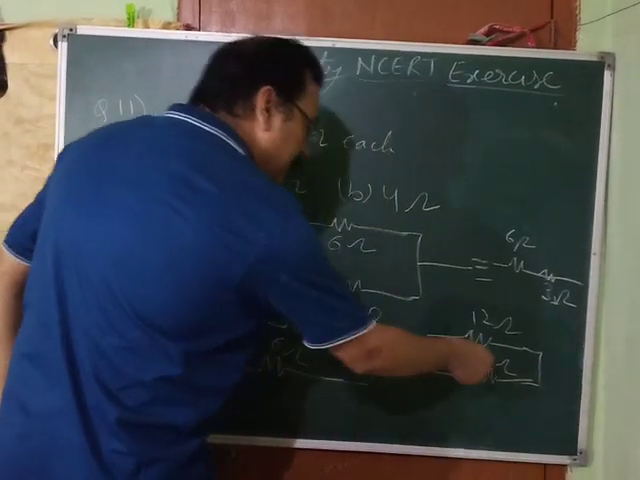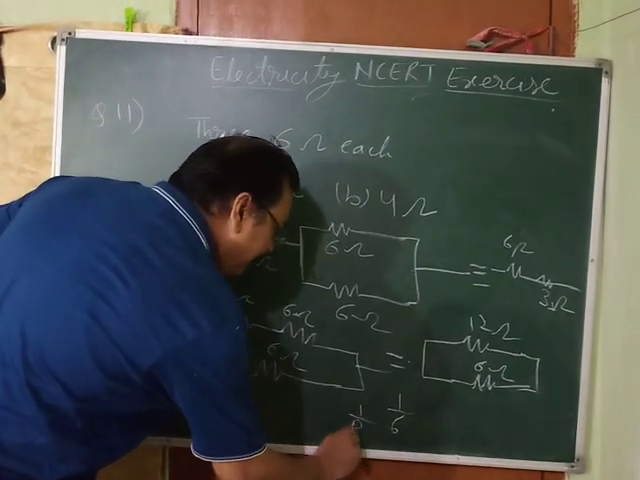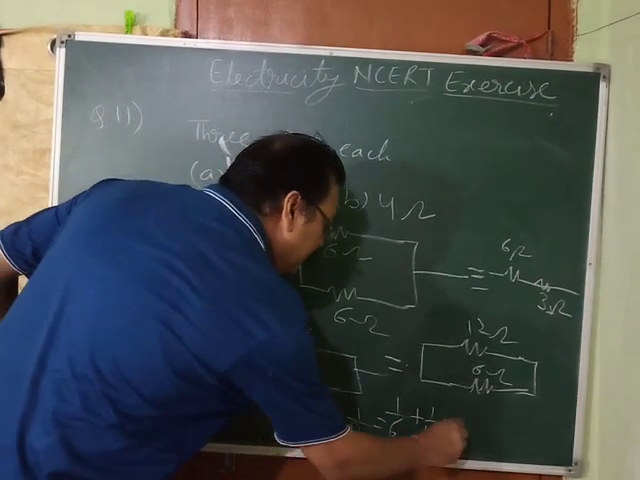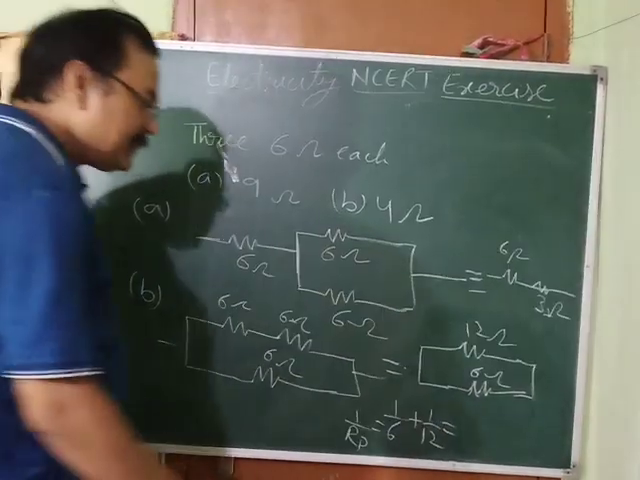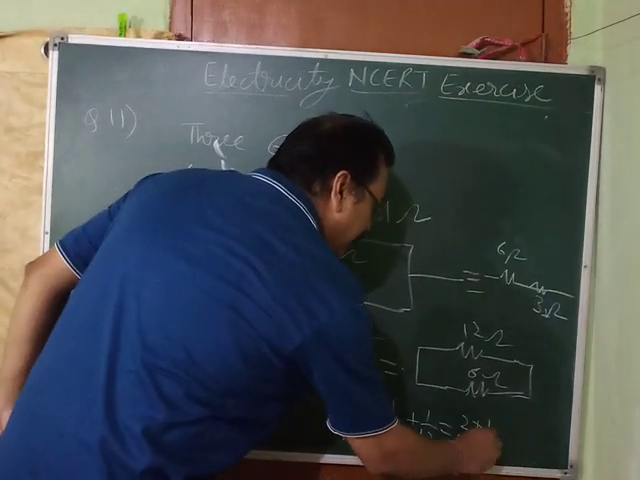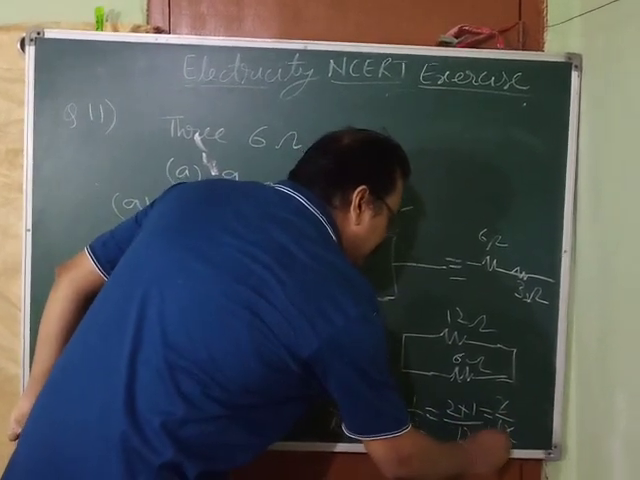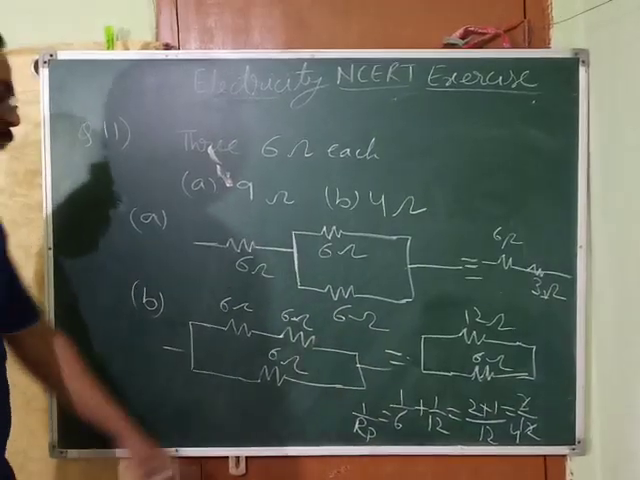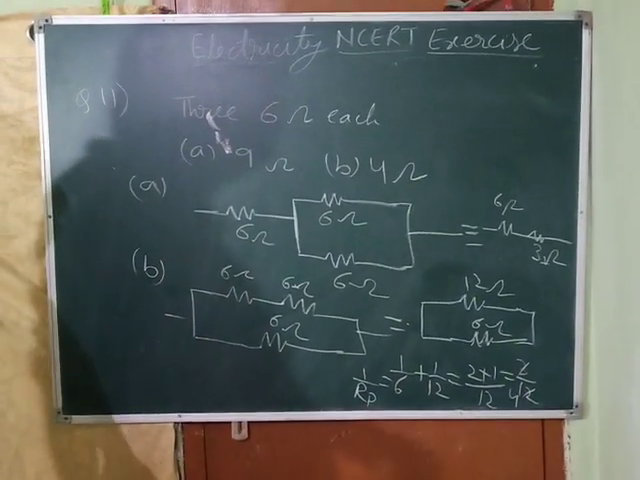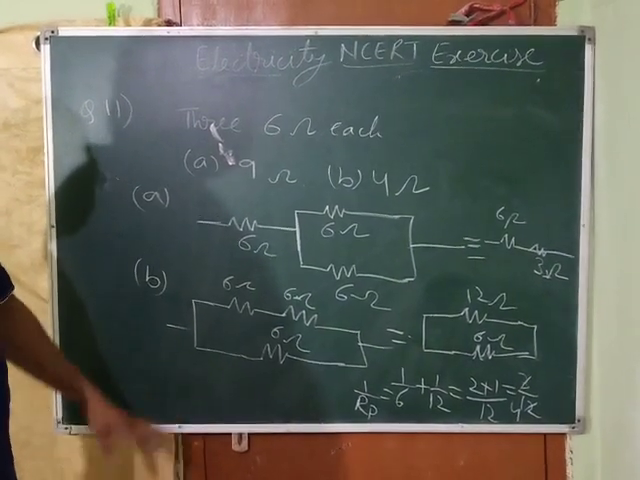Okay, so what we'll get, you can check it. 1 by Rp is equal to 1 by 6 plus 1 by 12. 12 is the LCM. 6 twos are 12, 2 plus 1, so you get 3 by 12. Three fours are 12, so you got 1 by 4. 1 by Rp is 1 by 4, so Rp is 4 ohm. Okay. So in this way, this is our answer.